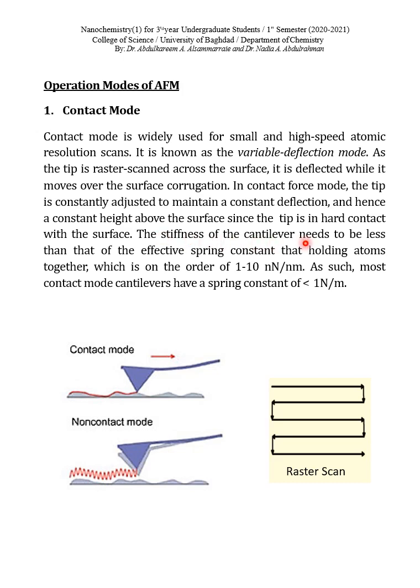So the stiffness of the cantilever needs to be less than that of the effective spring constant that holding the atoms together, which is in the order of 1 to 10 nanonewton per nanometer. As such, most contact mode cantilevers have a spring constant of less than 1 Newton per meter.